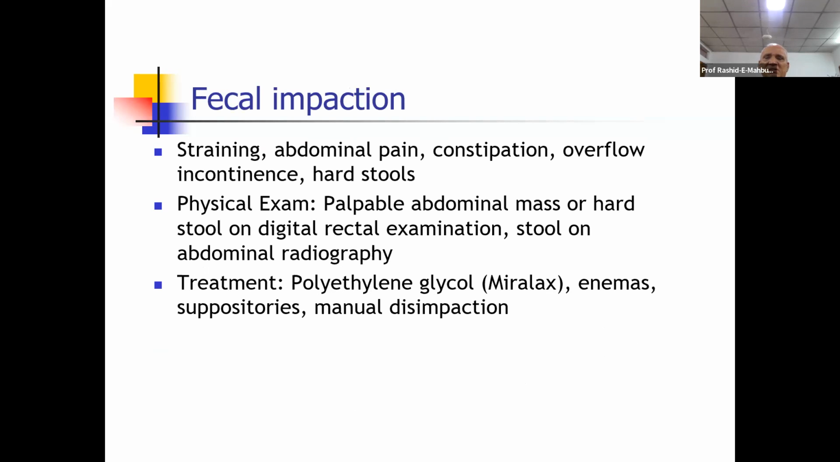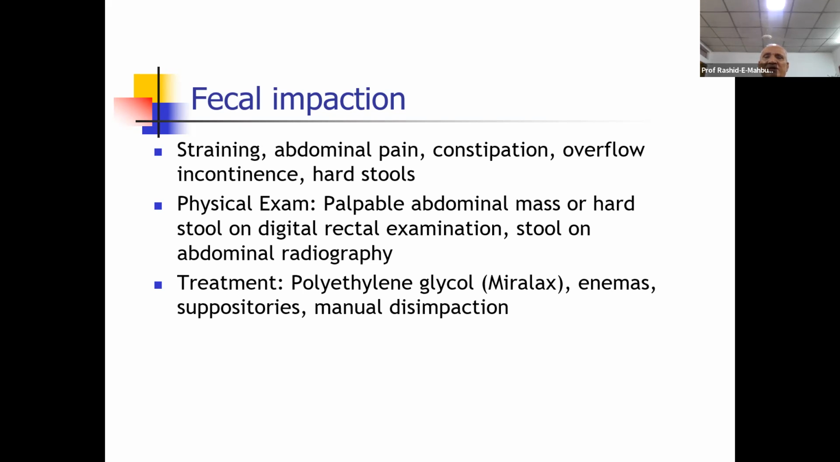In old patients, you must look for fecal impaction. They are unable to pass their stool, and they present with straining, abdominal pain, constipation, overflow incontinence, and hard stool. These are the main symptoms and reasons of impaction.